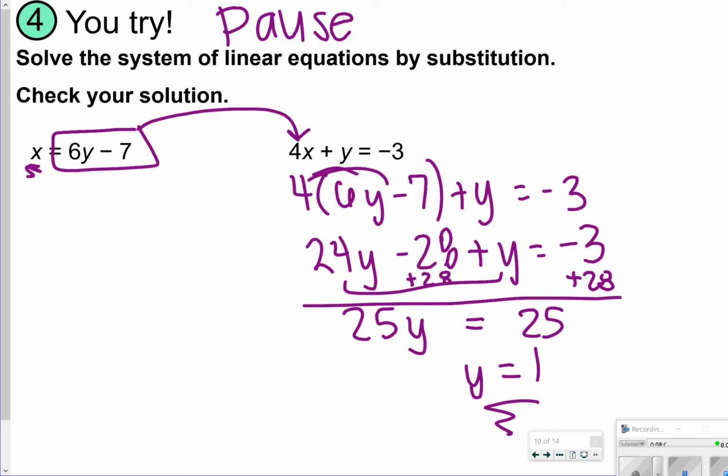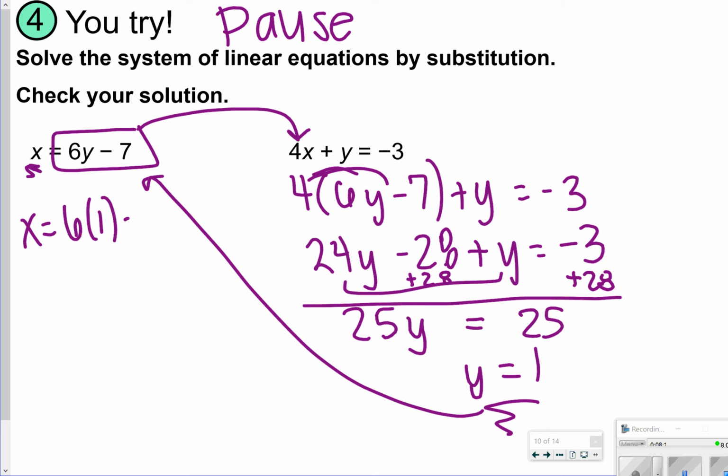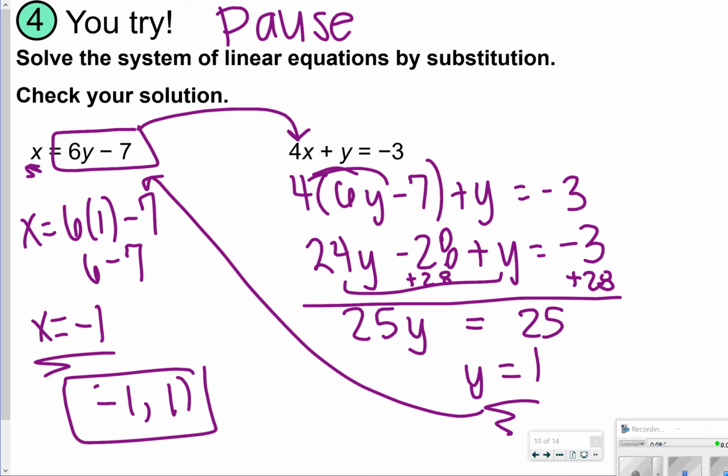Since y is equal to 1, I'm going to plug it back into my other equation. x is equal to 6 times 1 minus 7. That's basically 6 minus 7, which is negative 1. So x is equal to negative 1, y is equal to 1. My solution is negative 1, comma 1. And just make sure it's in ordered pairs. Okay.